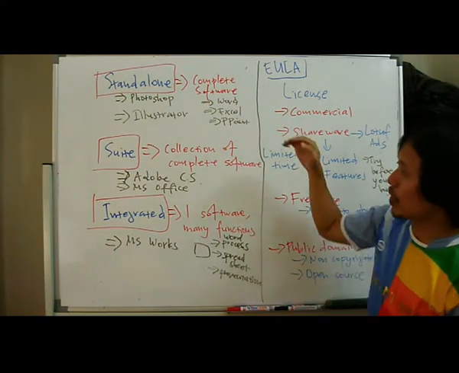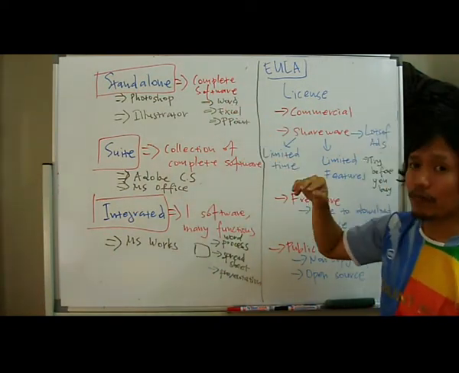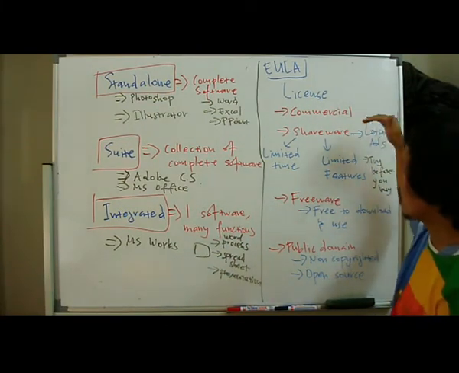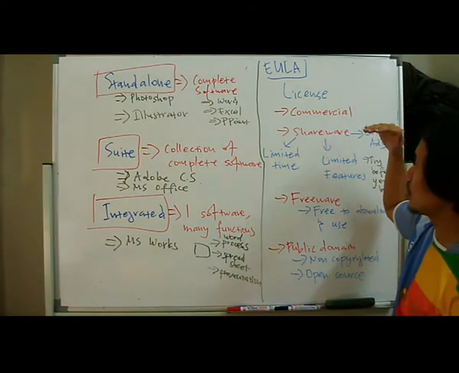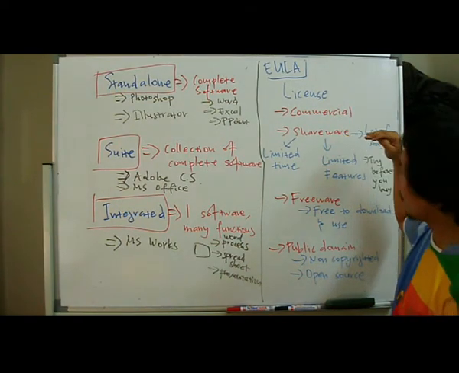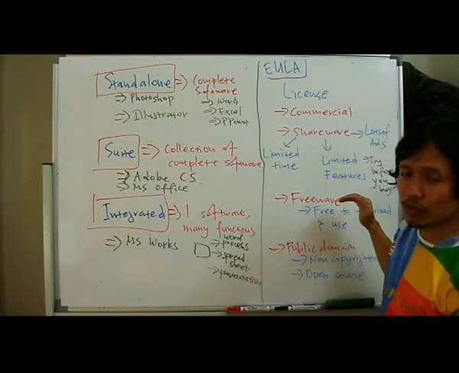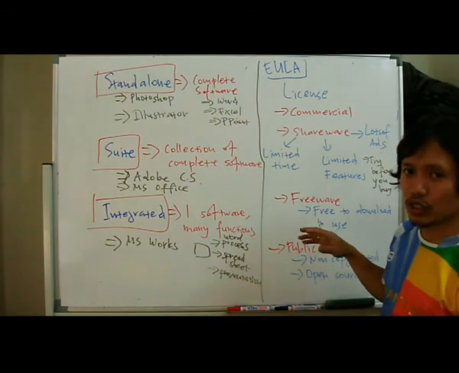So we have covered the 3 different types of software, which is standalone, suite, and integrated software. And we've also covered the 4 different types of licensing, which is commercial, where you buy and then you can use. Shareware, try before you buy. Freeware, free to download and use, but not free to copy and sell. And public domain, which is non-copyrighted.